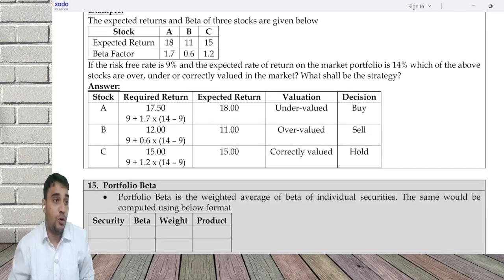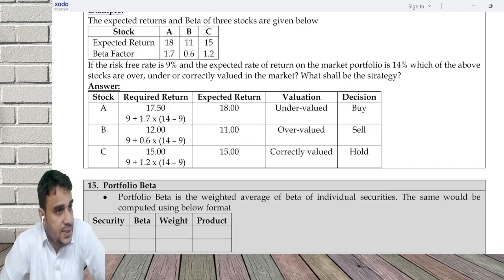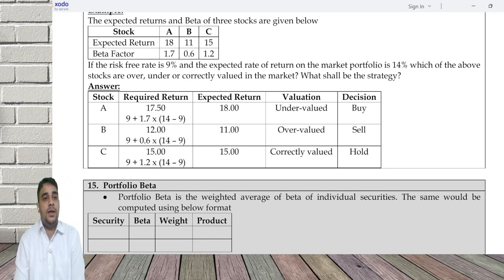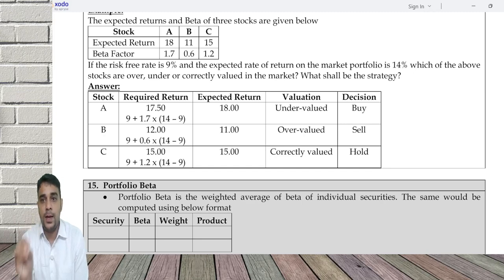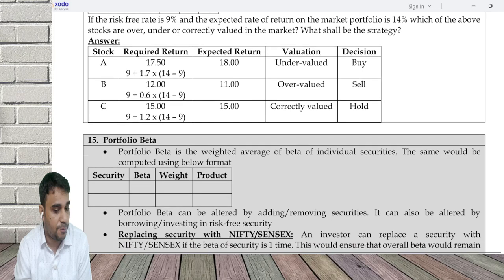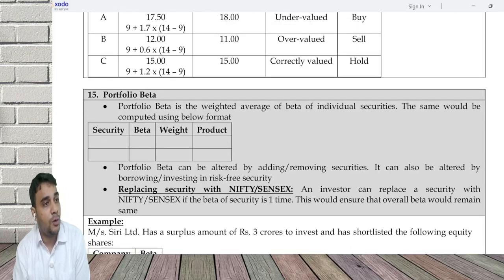Now we move to portfolio beta, which is again the easiest of the lot. What is portfolio beta? Write the individual beta and put it in security, beta, weight, product. Sum of product by sum of weights will give you the portfolio beta. I may do one question on this again.